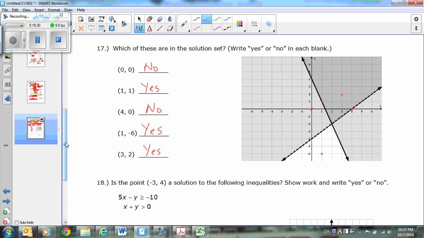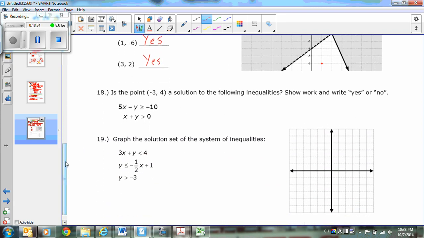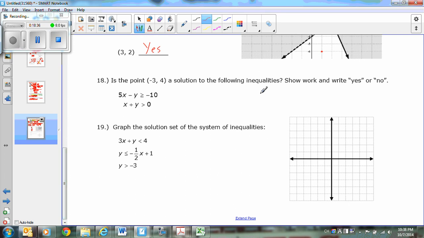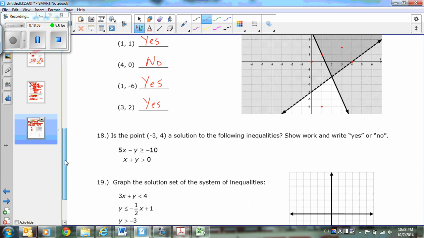All right, moving on to number 18. Is the point negative 3, 4 a solution to the following system of inequalities? Well, you've done this same process with systems of linear equations. Put negative 3 in for x, put 4 in for y in both equations. If it makes a true statement both times, that means it would be a point that would land in one of these regions that's double shaded. So let's start with the first equation.